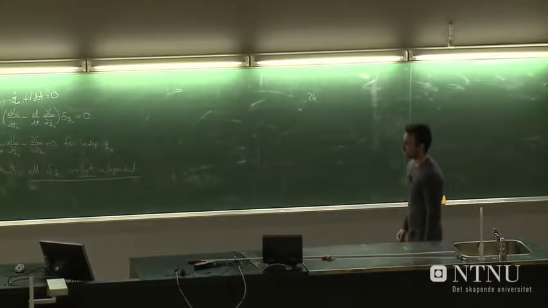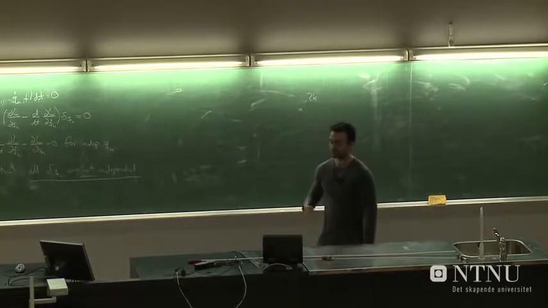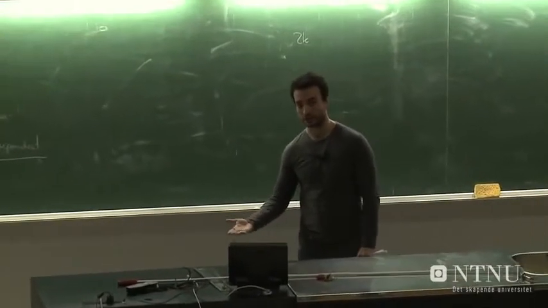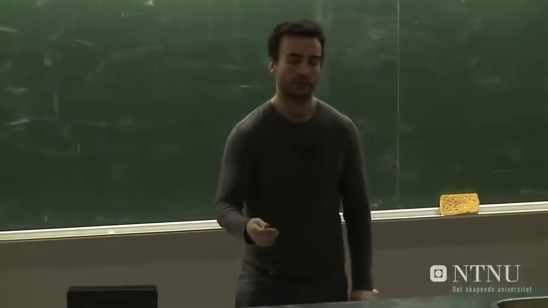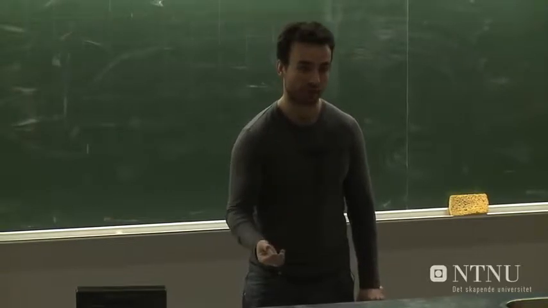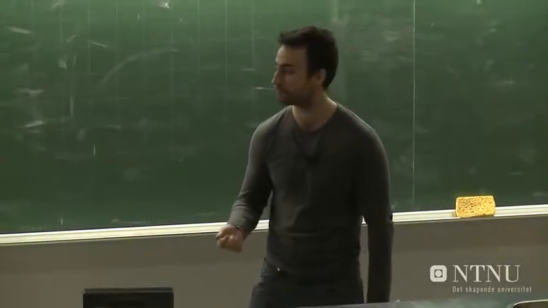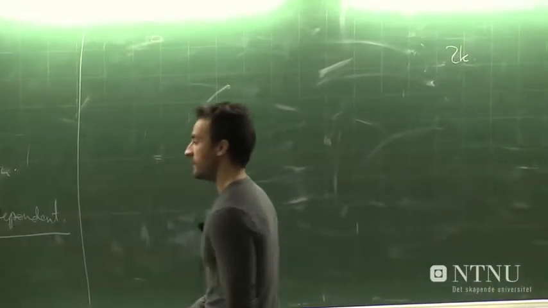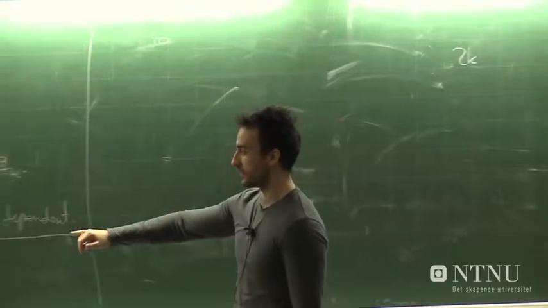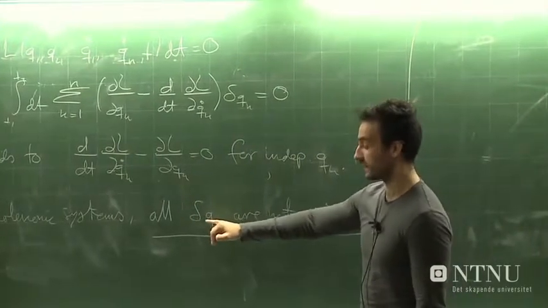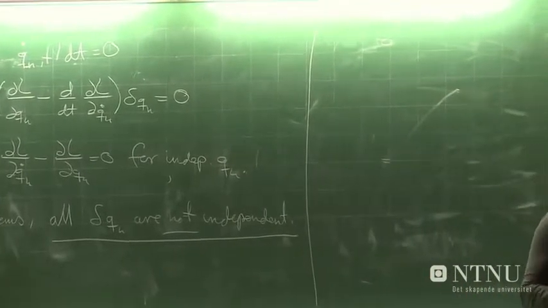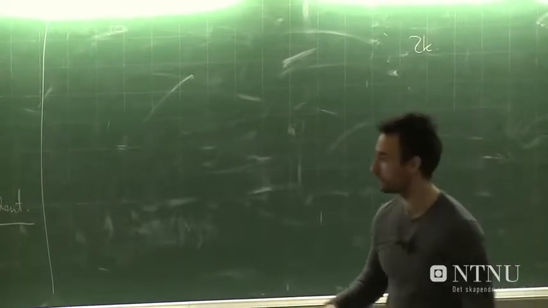So the task at hand is to say something about how Hamilton's principle and probably then Lagrange's equations actually change if you have a non-holonomic system instead of a holonomic system, which we've been working with so far. For a non-holonomic system, all of these virtual variations, δq_k, are no longer independent. And for concreteness, we will consider a specific case of non-holonomic constraints.